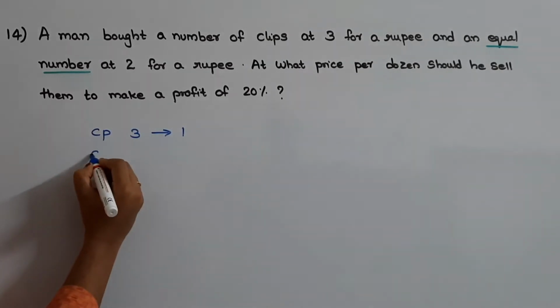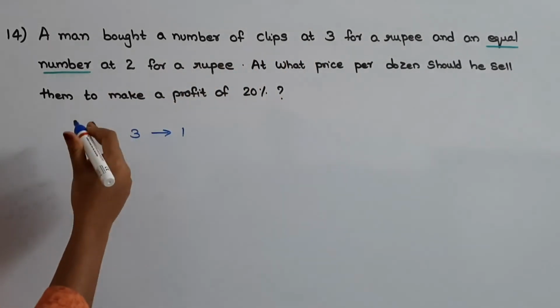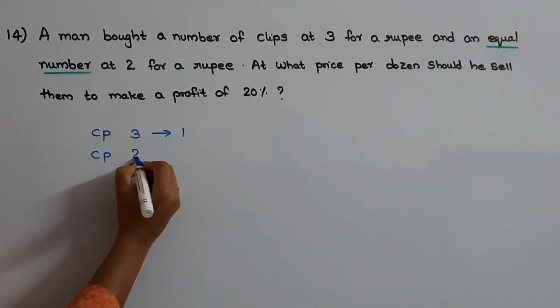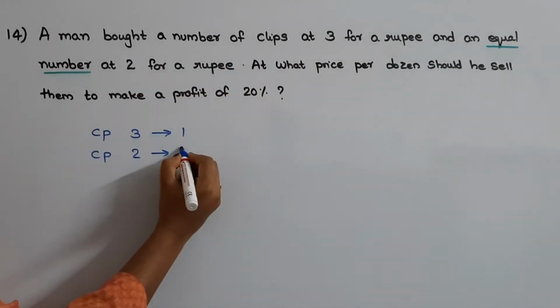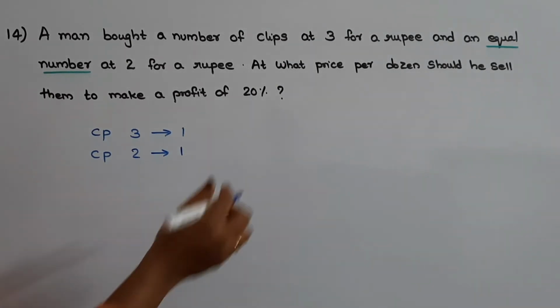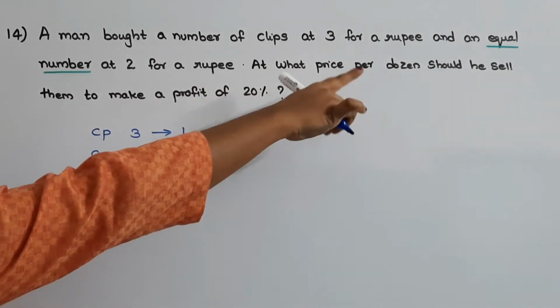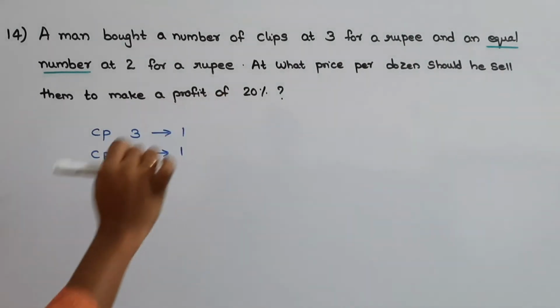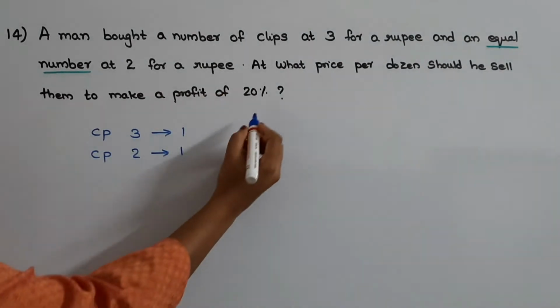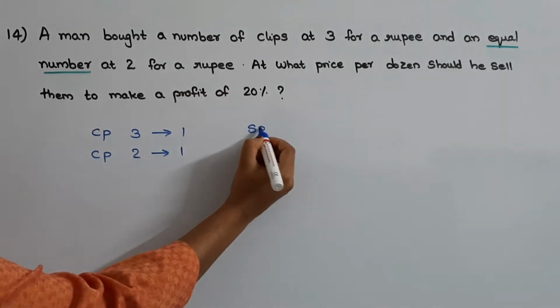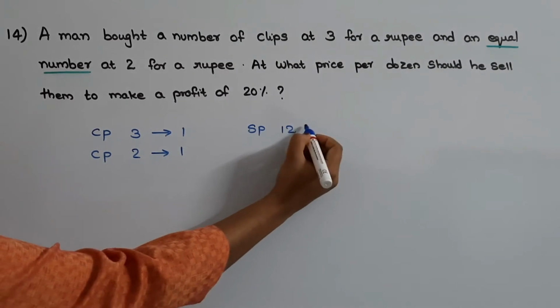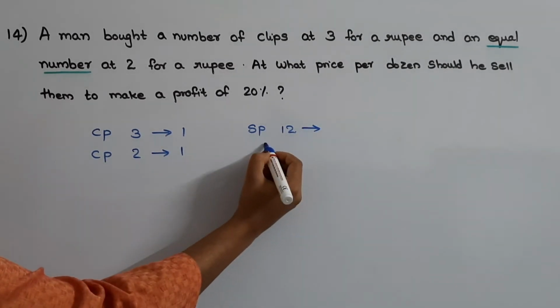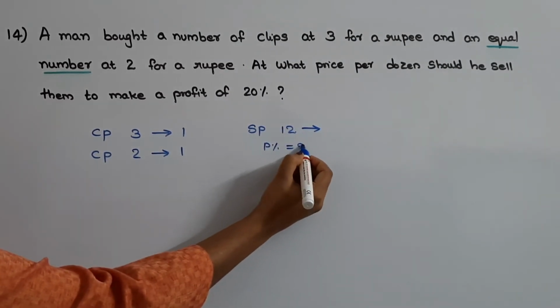Then he bought the same number of clips in such a way that the cost price of 2 clips is rupee 1. We need to find out at what price per dozen he should sell to make a profit of 20%. So we need to find out the selling price of 12 clips, so that he makes a profit percentage of 20.